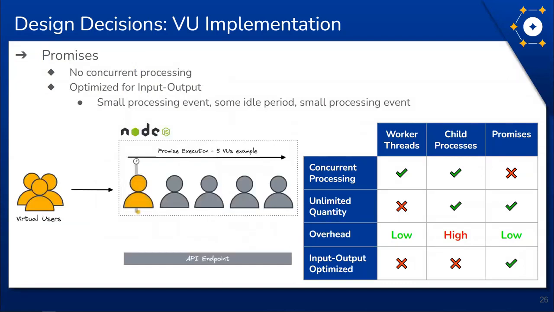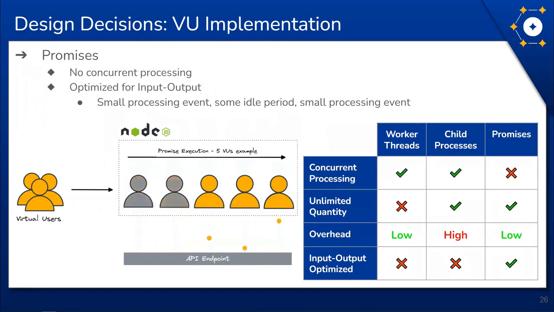Node.js promises don't allow for concurrent processing, but they are optimized for concurrent idling. 5 HTTP requests will be done one at a time, and the responses will be processed one at a time on a first-come, first-served basis. But the waiting period between the requests and the responses is done simultaneously, and the number of promises is only limited by the amount of memory available.